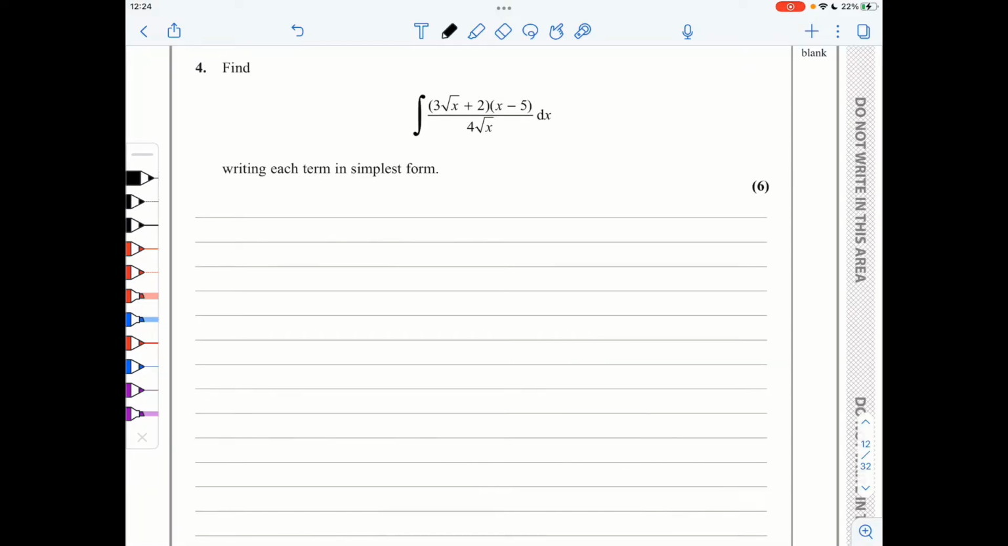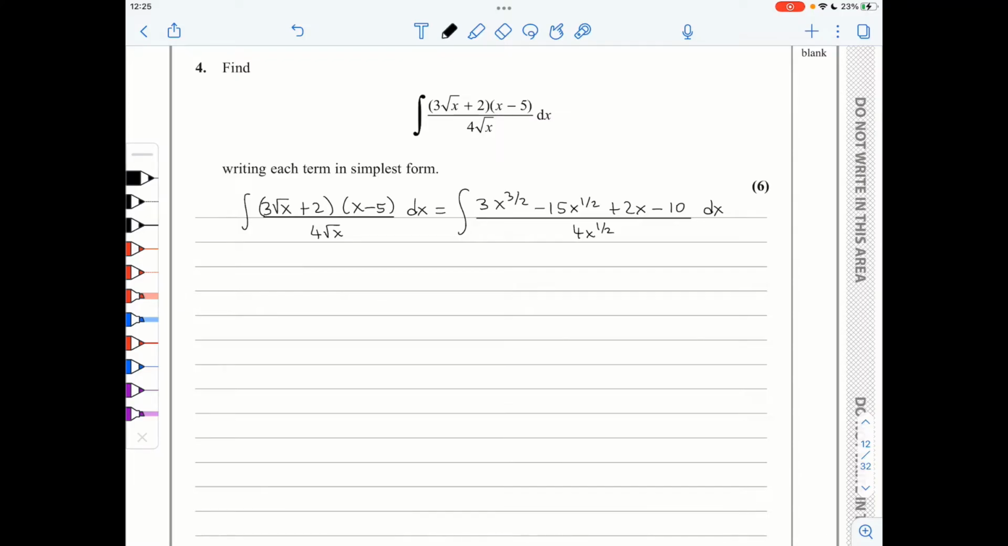In question 4, we need to find this integral here, giving our answer in its simplest form. So I will actually start by expanding the numerator and then simplifying with the denominator before I actually move on with integrating. So if we expand the numerator, we get 3x to the 3 over 2 minus 15x to the half plus 2x minus 10, and all of it over 4x to the half dx.